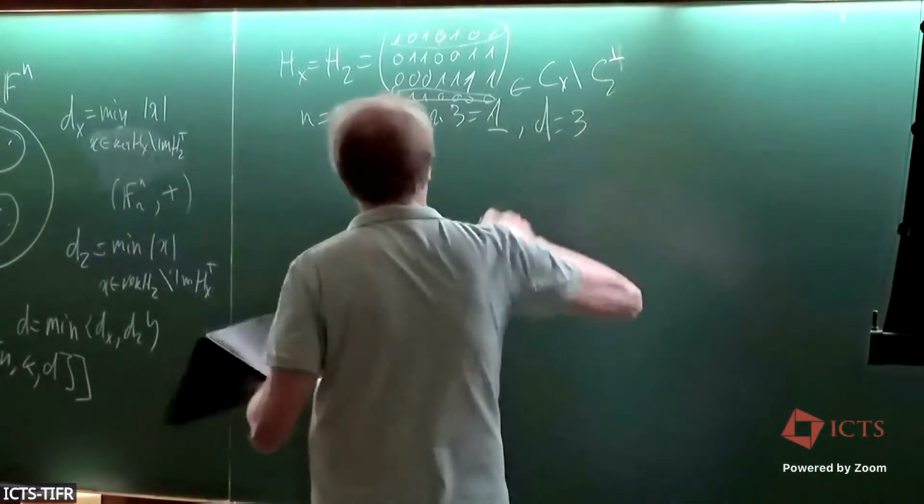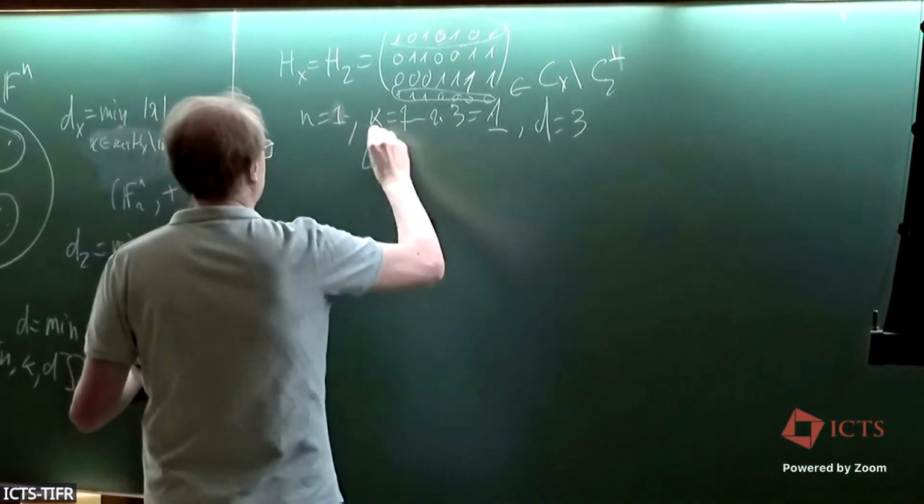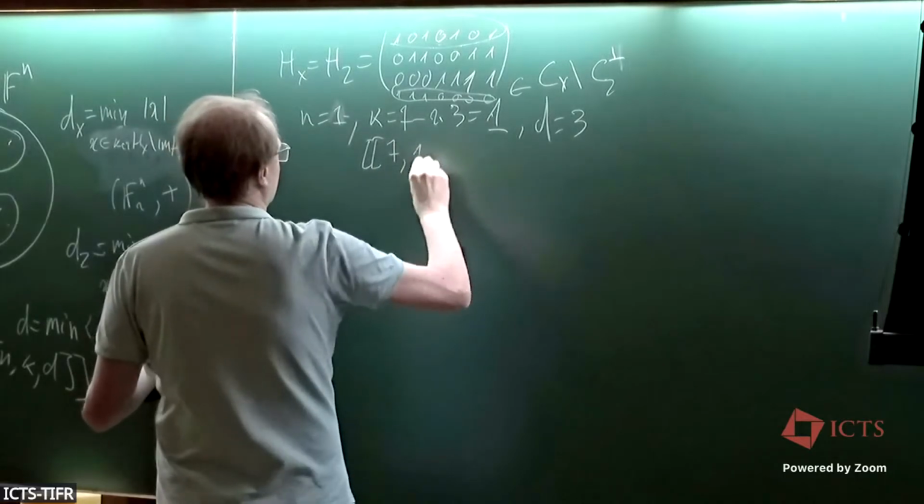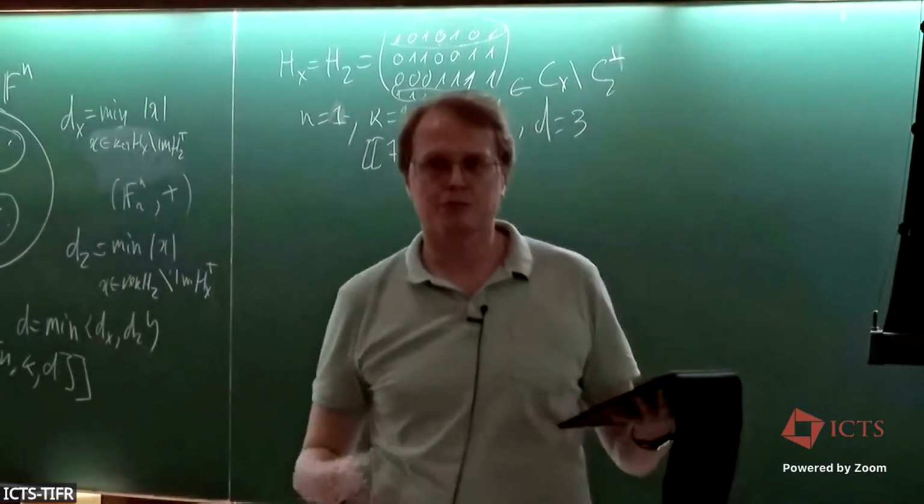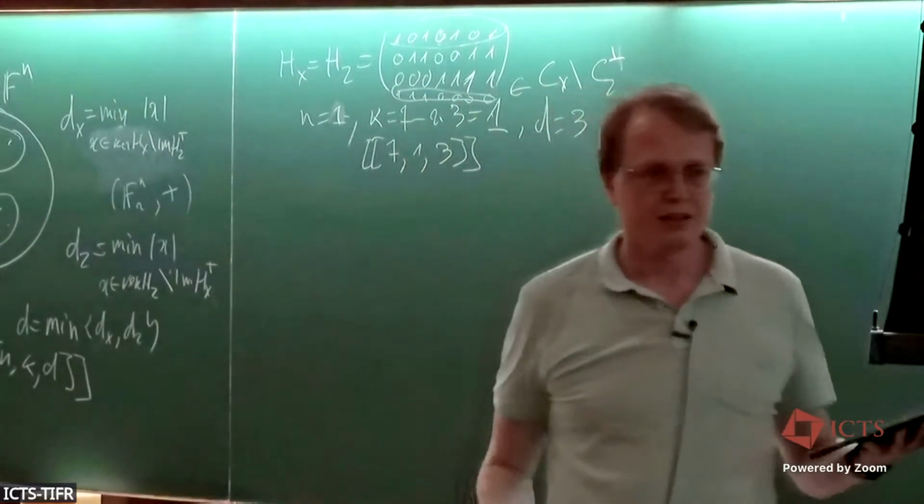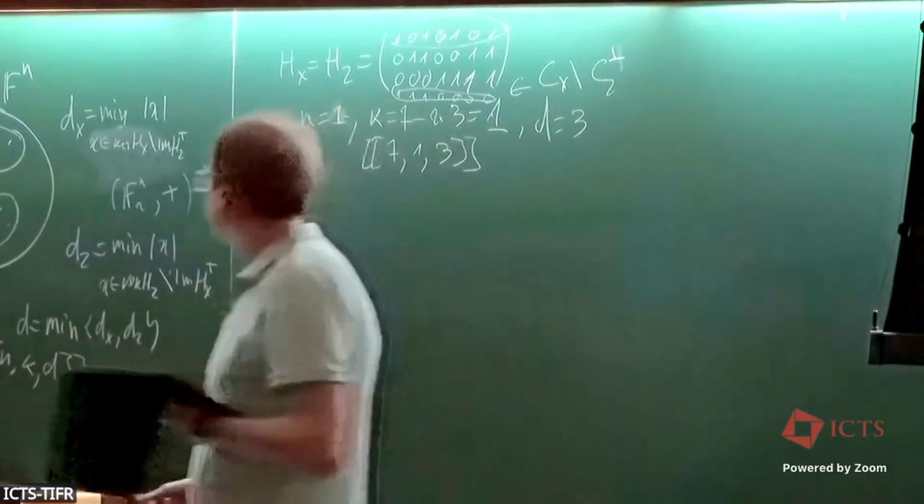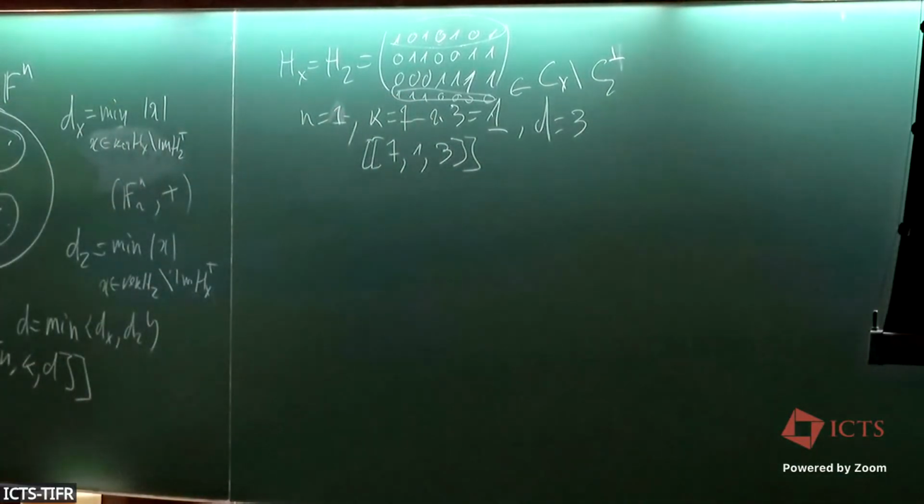And hence we prove that this is a code with such parameters. Okay, I think now it's more or less clear how we define a quantum code and how we define the parameters.